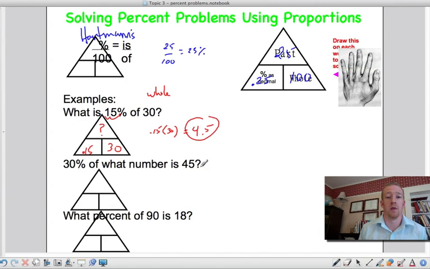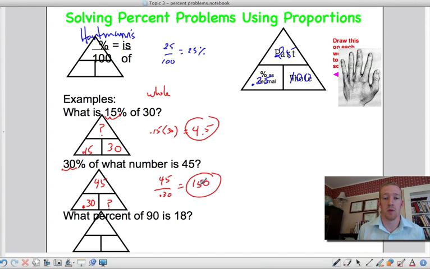30% of what number is 45? So we have the percentage. We're going to move the decimal over, give this a 0.3, or 0.30, 0.3 is the same thing, of 30% of what number? So that would be of the whole. That's what we don't know. And then the part is 45. So 45 divided by 0.30 gives us 150. Alright, so that would be the whole.